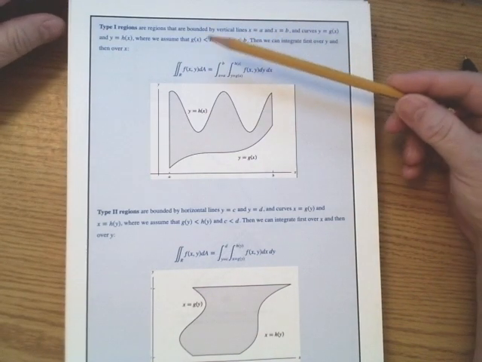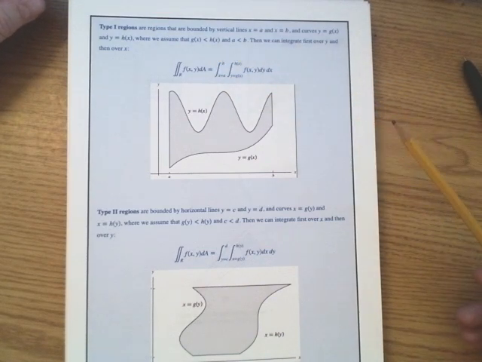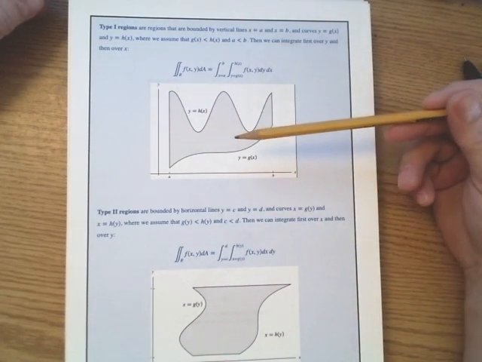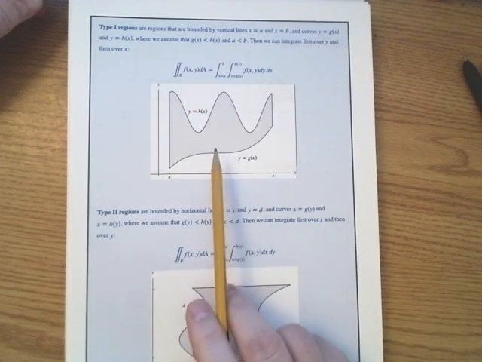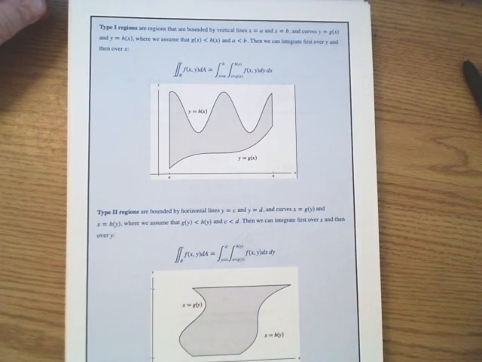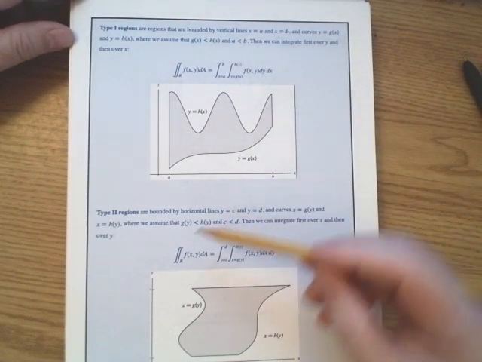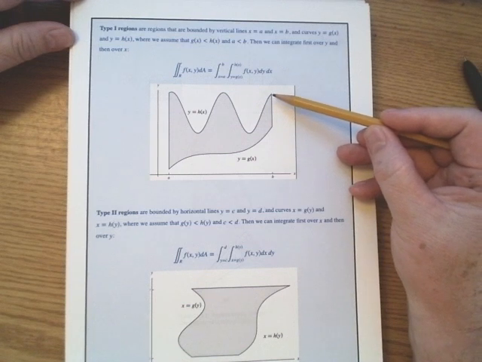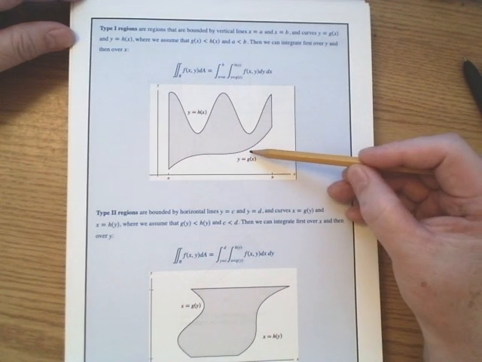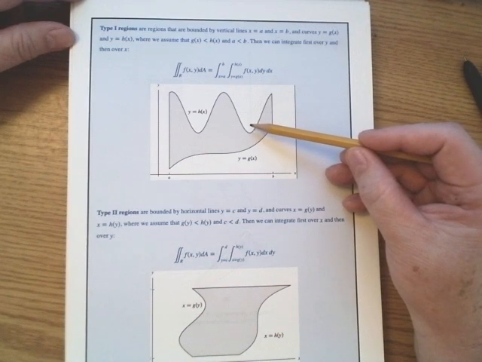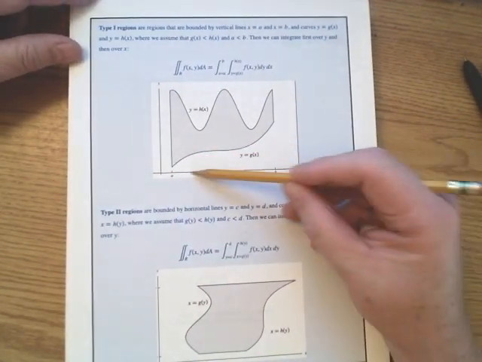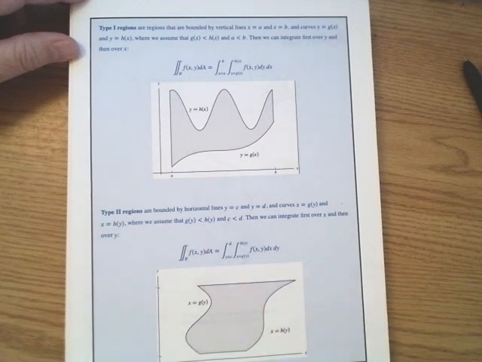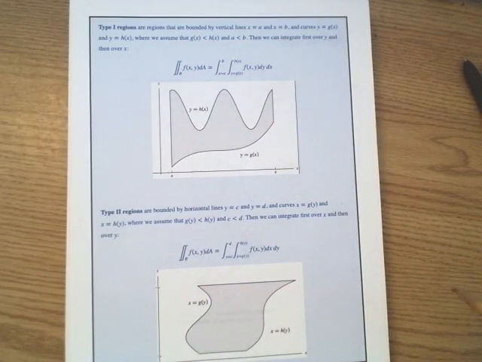A type 1 region of the xy plane is a region bounded by two vertical lines and two functions of x, like we see here. In this particular case, the vertical lines are x equals a and x equals b. We've got a function of x that lies above another function of x here. The upper one is y equals h of x, and the lower one is y equals g of x. You can see this forms a certain region of the xy plane. We call this a type 1 region.